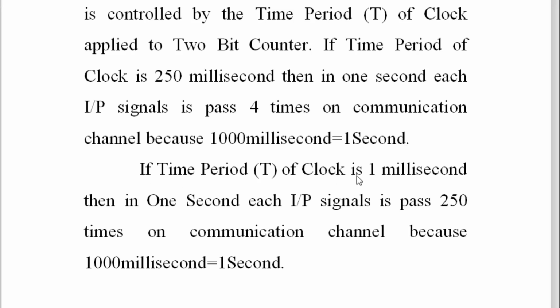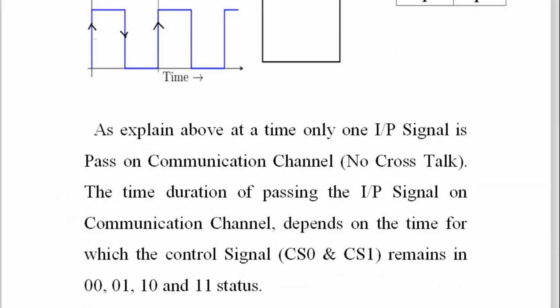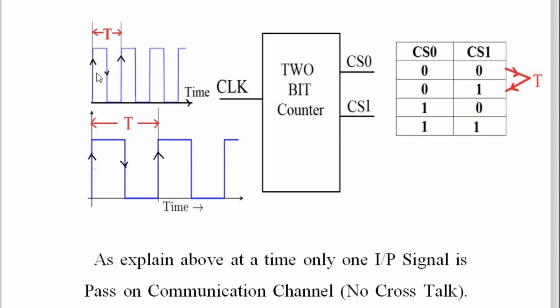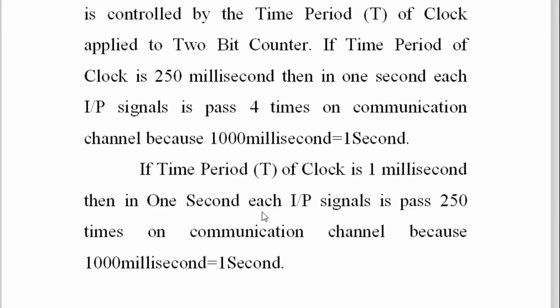If the time period t of the clock is 1 millisecond only, here this time is very small. Then after every 1 millisecond, try to understand, the output will increment from 00 to 01, 01 to 10, and accordingly. Therefore, in this case, if the time period t of the clock is 1 millisecond, then in 1 second, each input signal passes 250 times on the communication channel.